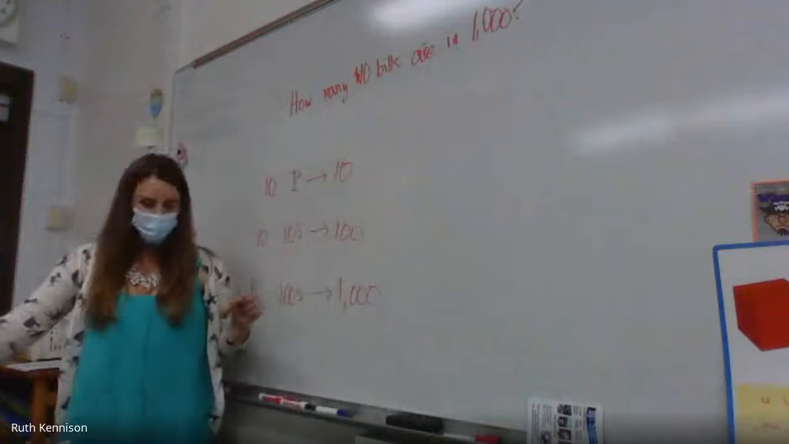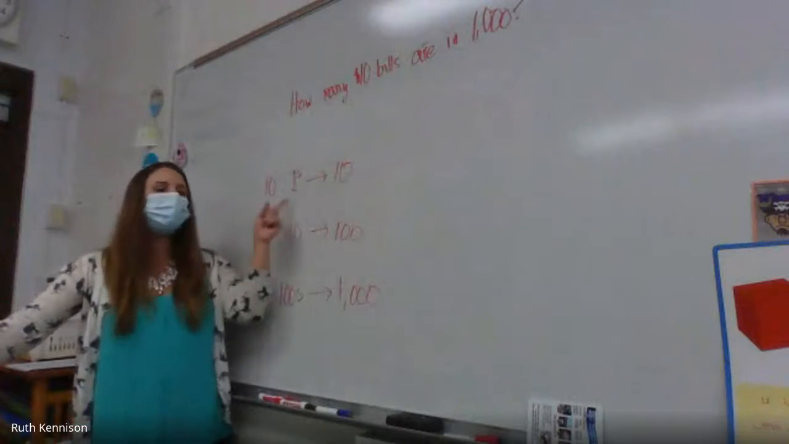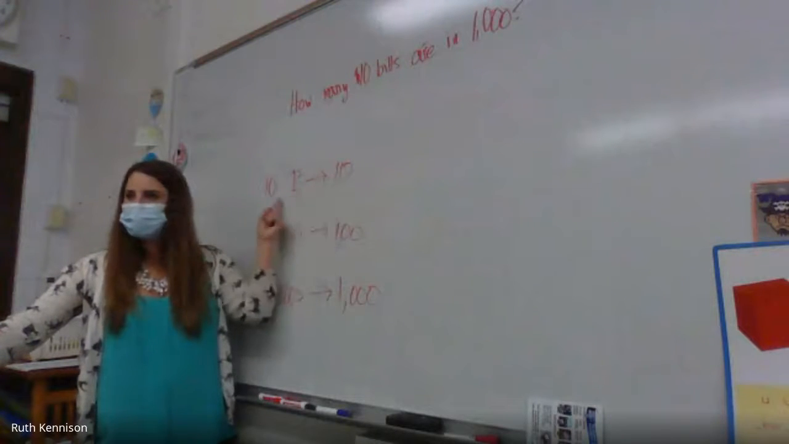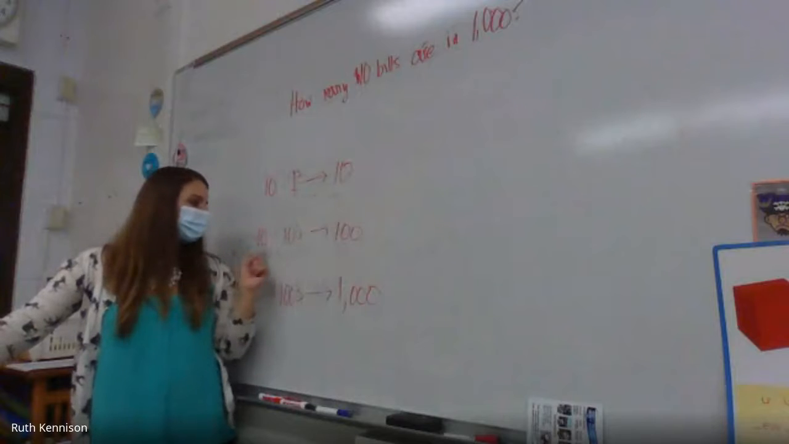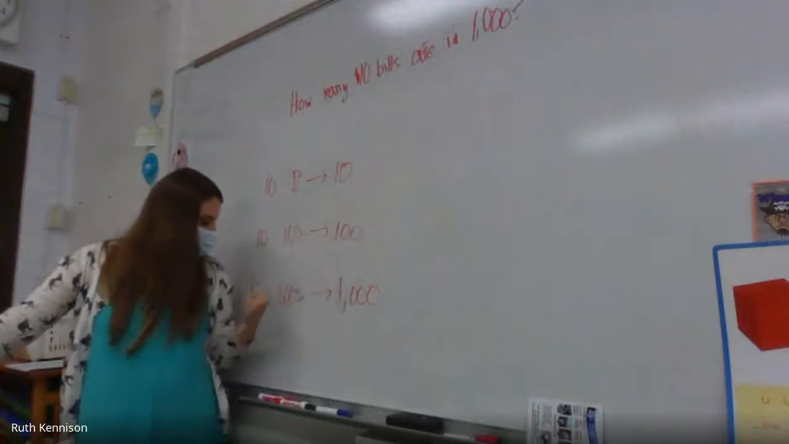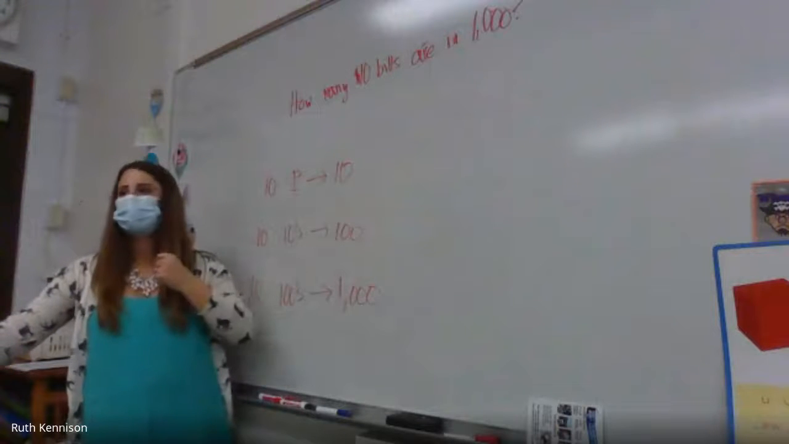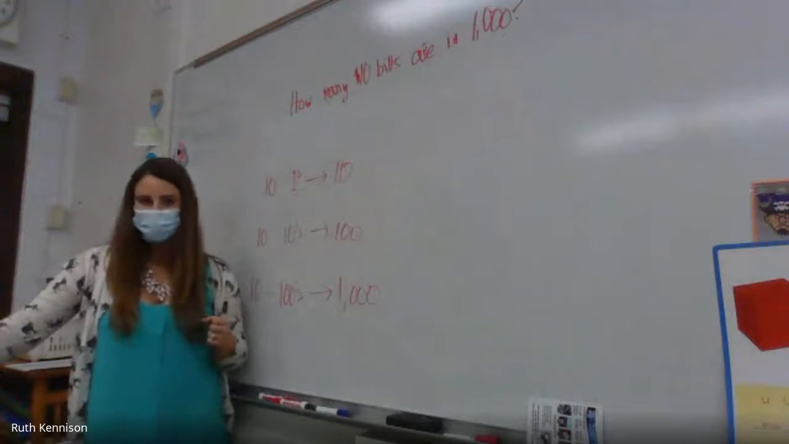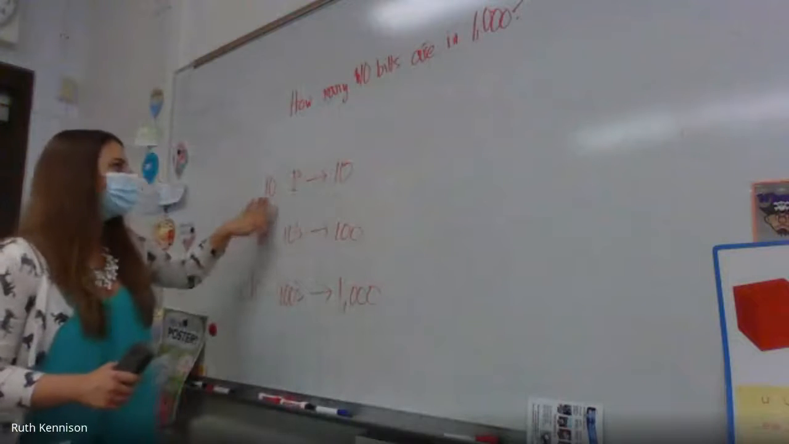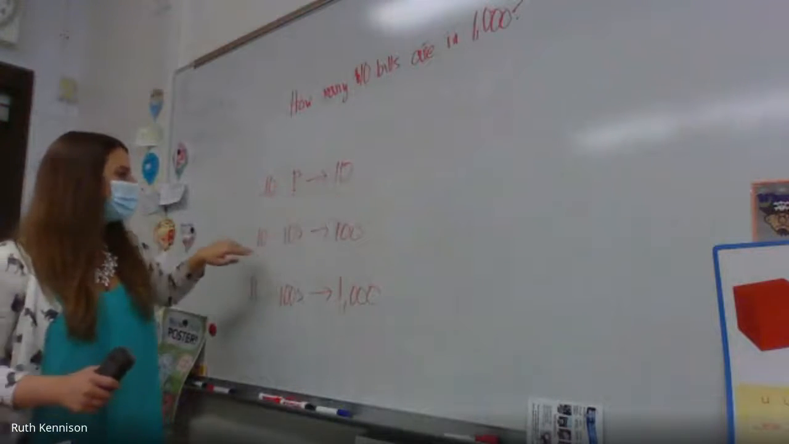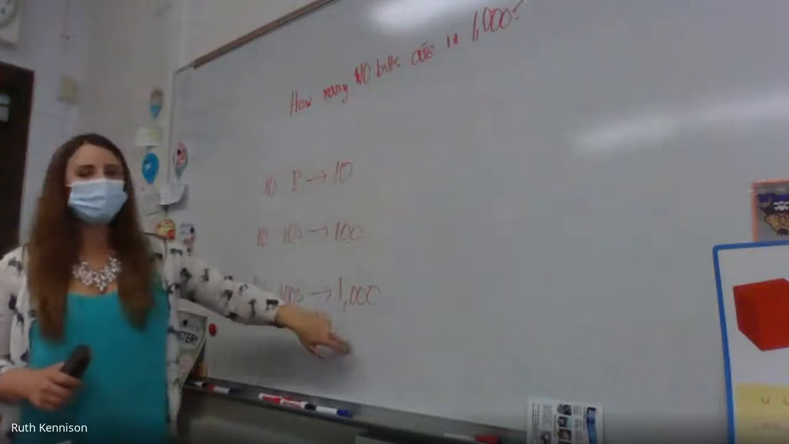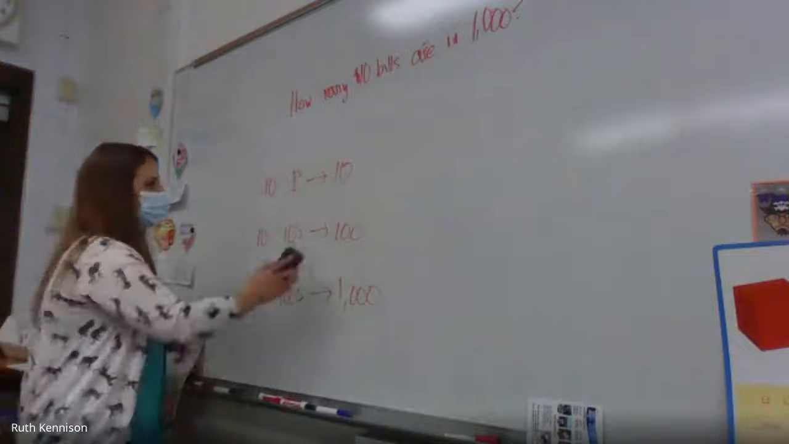So I tried to write that as 10 ones make 10, right? 10 ones make a group of 10. 10 tens make 100. 10 hundreds make 1,000. The pattern never ends. So I want you guys to think about that. 10 ones make 10. 10 groups of 10 is 100. 10 hundreds make 1,000. The pattern never ends.